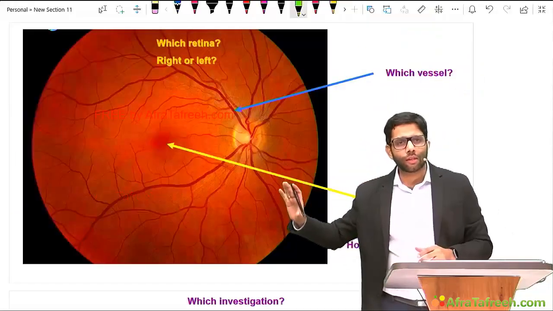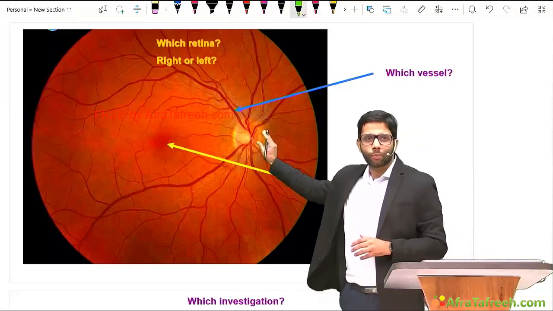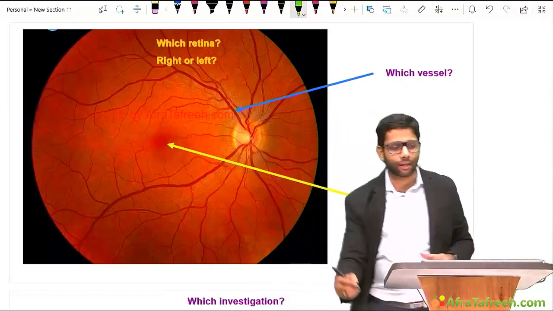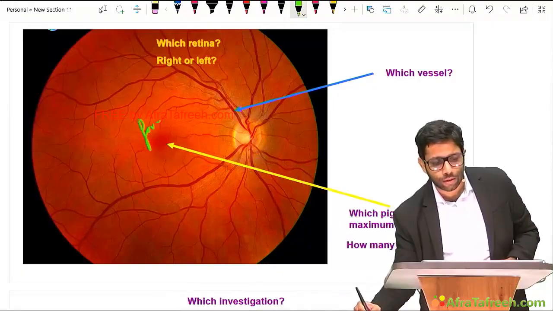So if you see, this is the observer's view, this is the optic disc, this is the central retina. Central retina is nothing but fovea, and this is the optic disc.